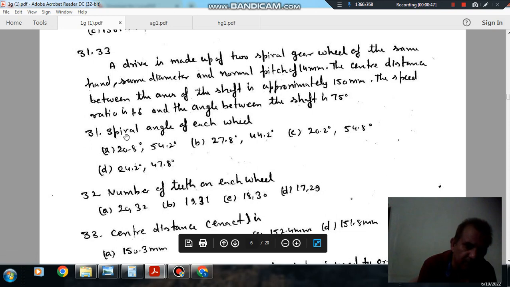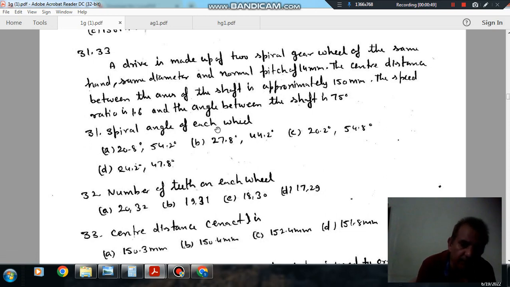Question 31 is the spiral angle of each wheel. Option A: 20.8 degrees, 54.2 degrees. Option B: 27.8 degrees, 44.2 degrees. Option C: 20.2 degrees, 54.8 degrees. Option D: 24.2 degrees, 47.8 degrees.